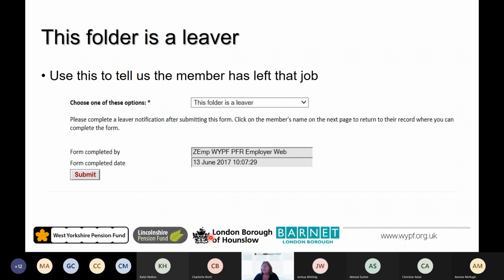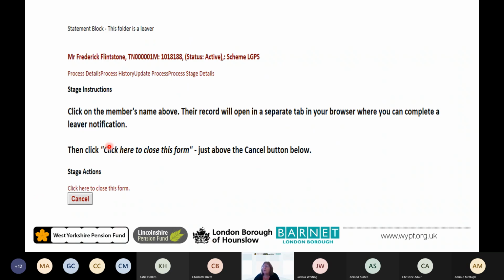So this form is a leaver, straightforward, self-explanatory. You click on this form is a leaver box, but don't forget, you also need to complete a leavers form. Just telling us that they're a leaver isn't going to help us actually produce a deferred benefits calculation or to do a refund.